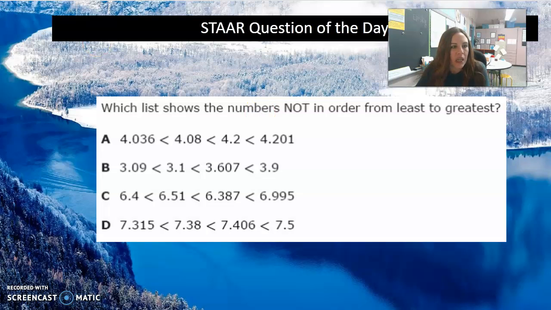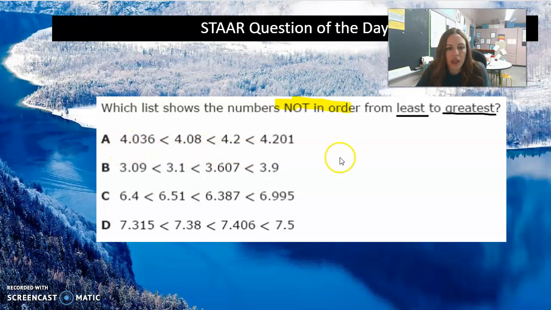Now, what we want to keep in mind is that we are picking the incorrect order. So what they are not in order. And then also from least to greatest. So they could be incorrect order and not in least to greatest, right? They could be from greatest to least. So we want to either look for something that's incorrect or something that is not least to greatest.